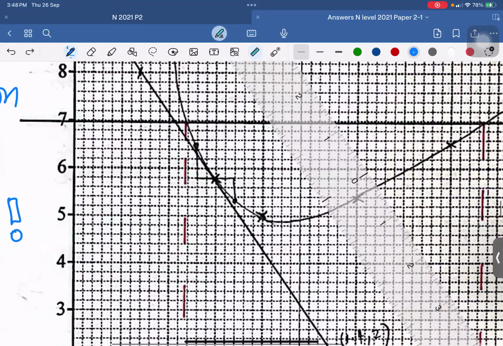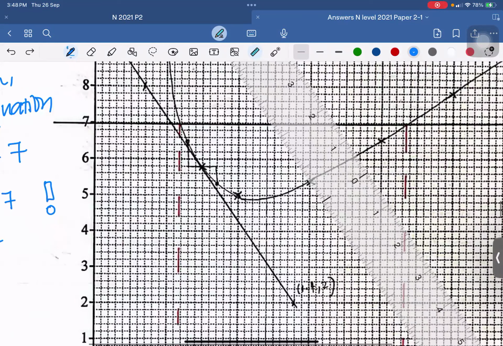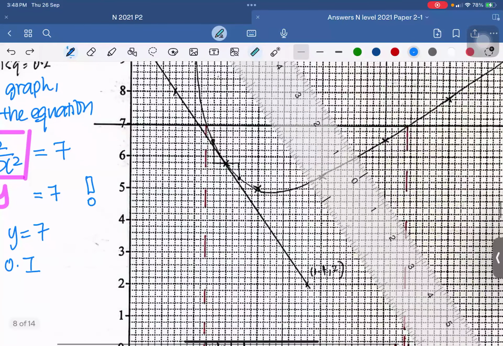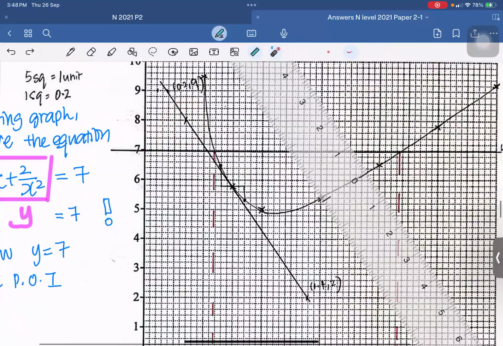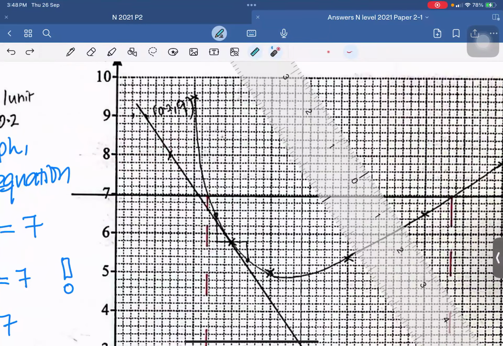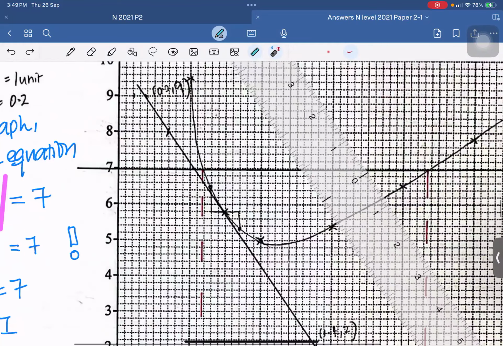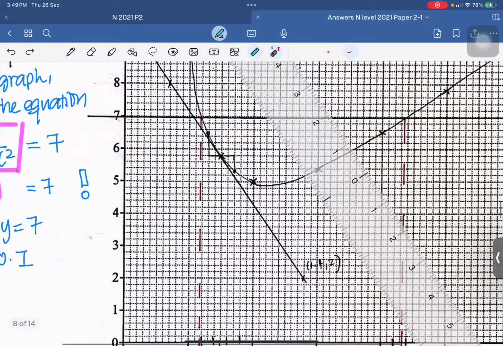And then how do you find the gradient? You mark any 2 points on the line. Usually, if the number is difficult for me to read, then I will fix either the y value or the x value, whichever is easy to read. Then I only need to read one of the harder ones. So in this case, I fix my y. One is 8, one is 2. Then I just go and read the x number.